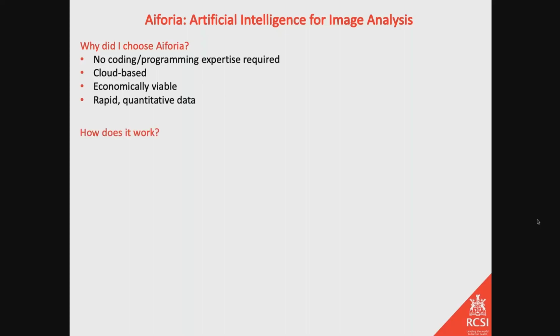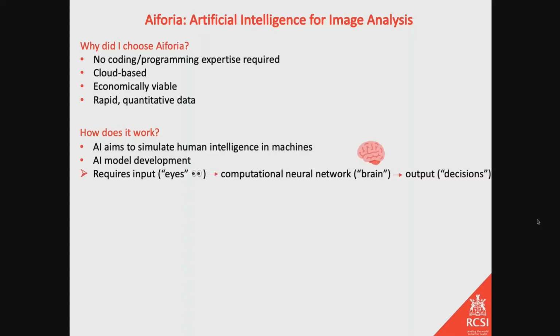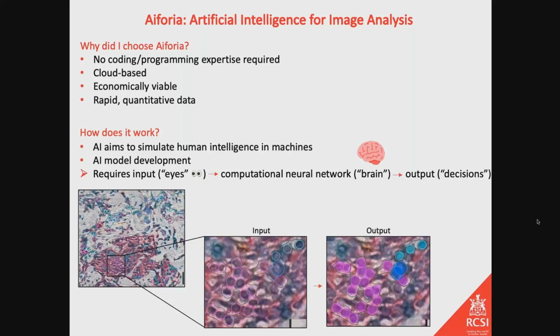So how does it work? In very simplistic terms, the AI aims to simulate human intelligence in machines. And in order to do this, AI models need to be developed by us humans. And the models require input from us, and this is like its eyes. Then it sends information on what it sees to its computational neural network, which is like its brain. And then it gives us back an output, which are like the decisions it's made based on what we try to teach it. So here's just an example of input I've given it.